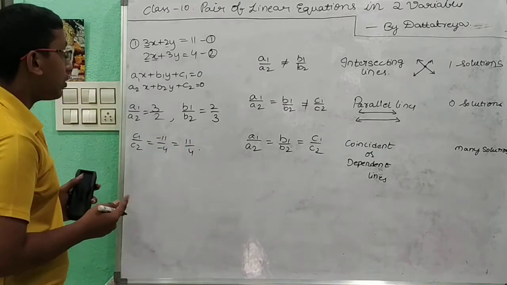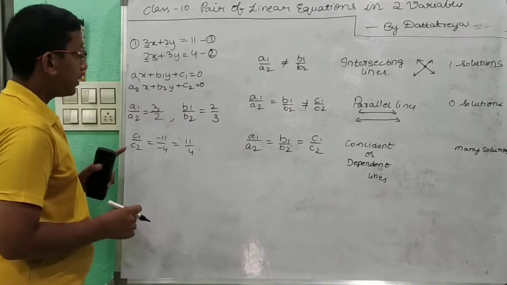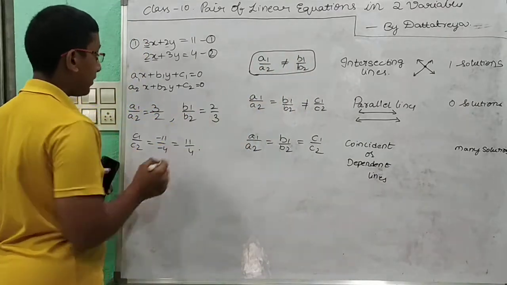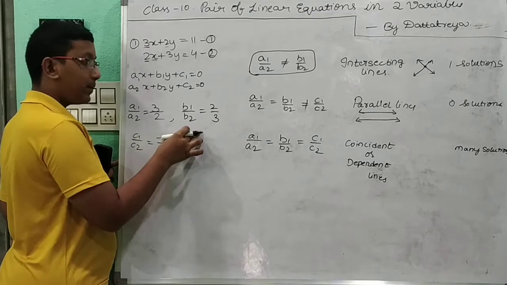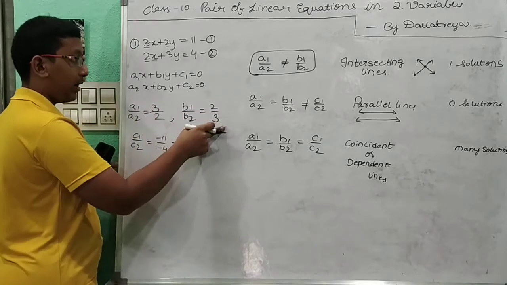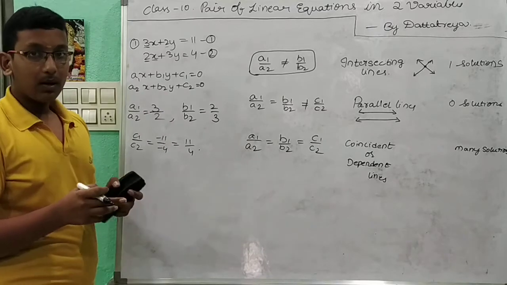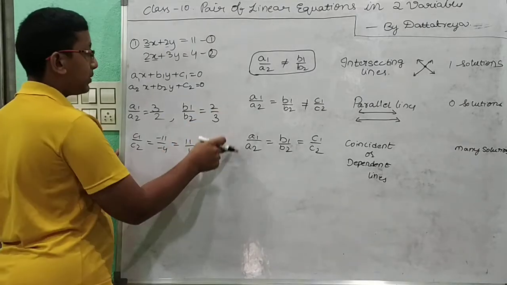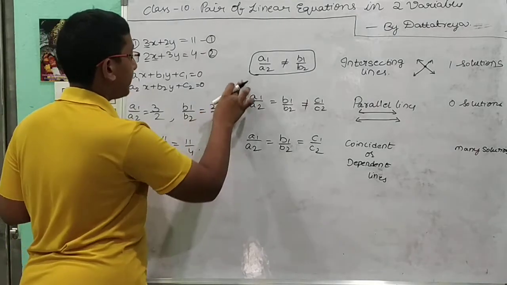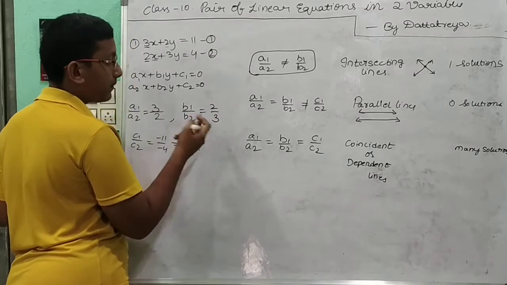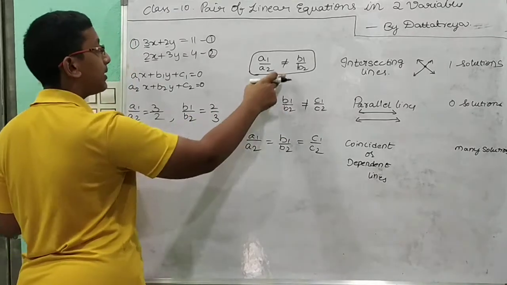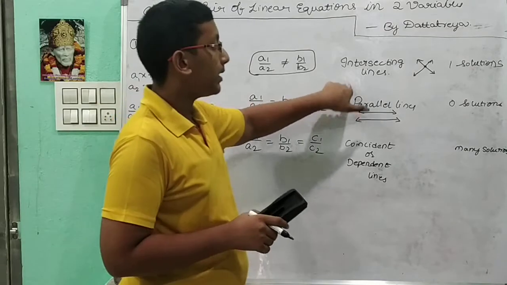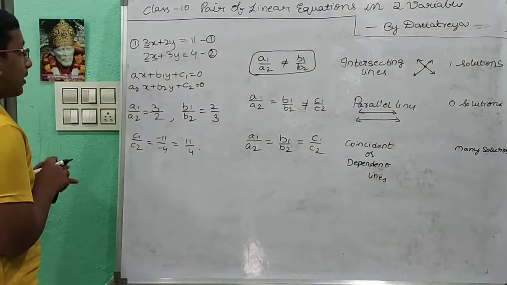Now, if you compare these three, which of the three types is this in? Because a1 by a2 is not equal to b1 by b2. Here it is 3 by 2 and here 2 by 3. Are 2 by 3 and 3 by 2 equal? No. So the first condition is satisfied. So the answer will be this one. Both equations will contain intersecting lines, which means one solution only. I hope you understood.